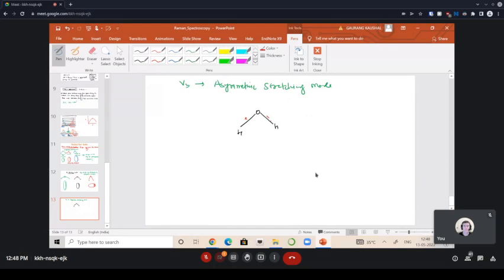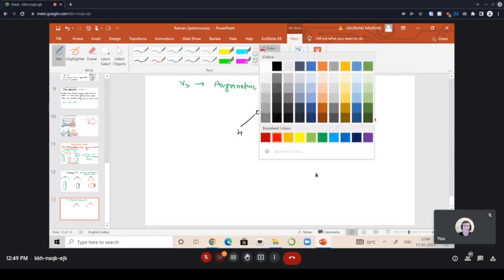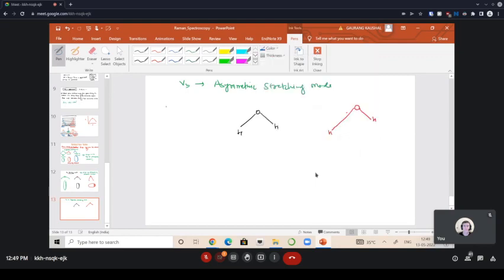So it will be like this. In one bond we have stretched more than the original position; in the other it is smaller. This is asymmetric stretching. On the other side we can have it like this. On one side I have compressed that bond, and on the other side I have elongated that bond.